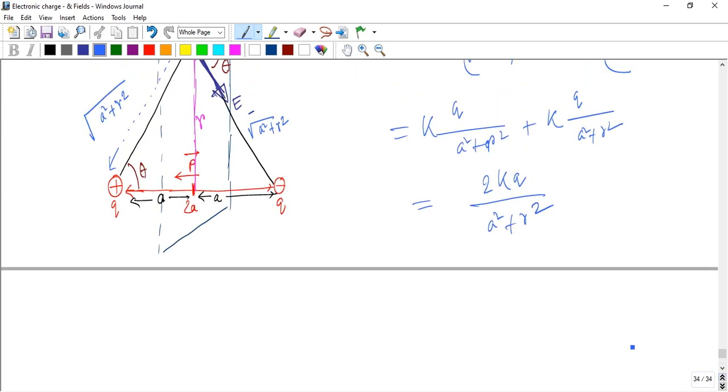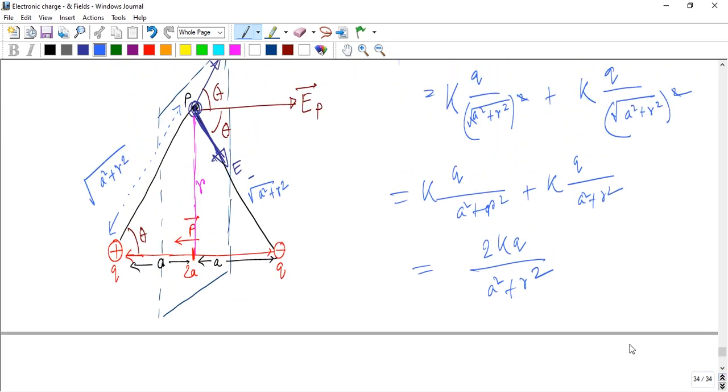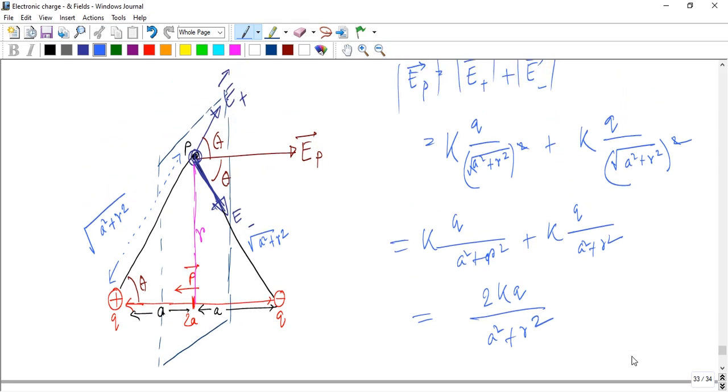Now another important thing is the direction here. See, that is EP, and E plus is not in the same direction as EP. If you want to add E plus and E minus, that is important: they must lie on EP, or they must be parallel to EP. That's important: parallel, and must lie on the same line. That's why we convert these two.